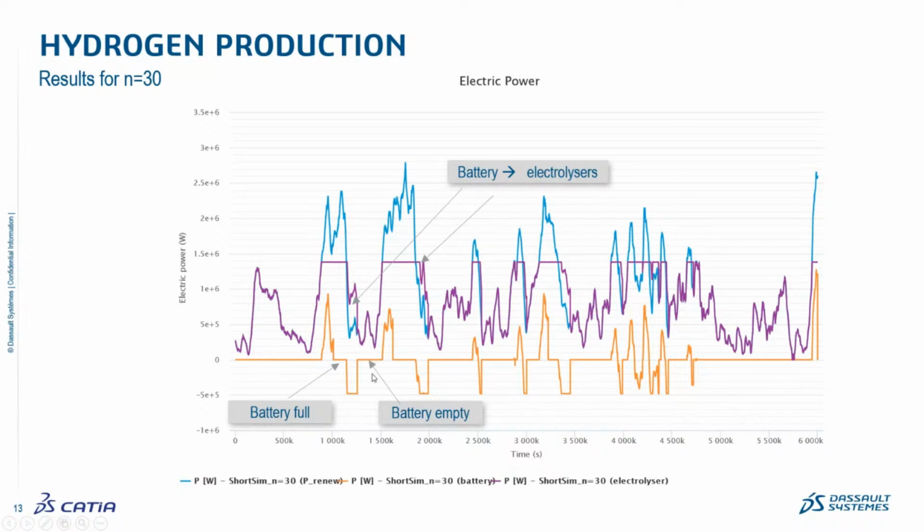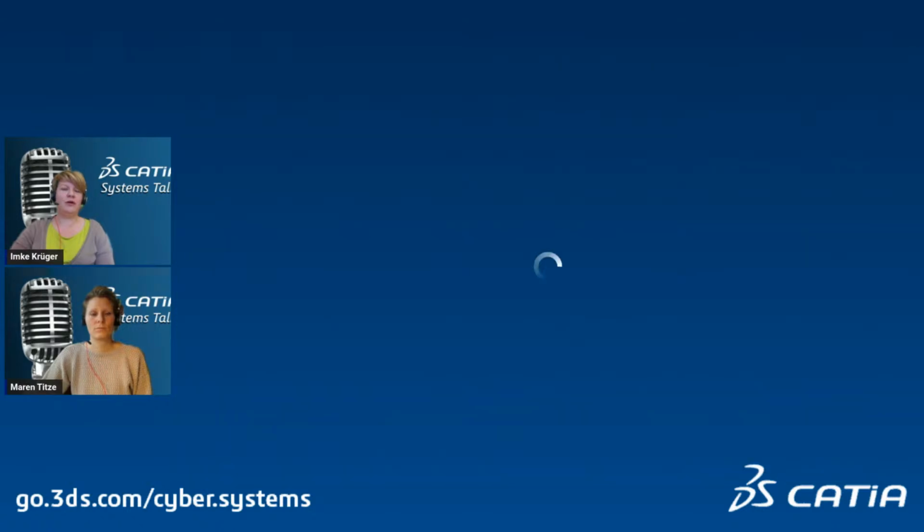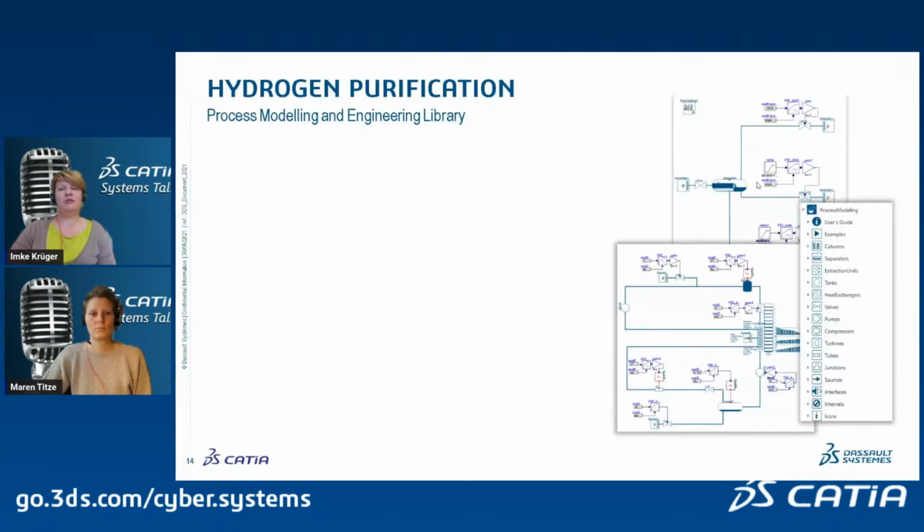So what could also be another interesting part to study would be the capacity of the battery. That's of course also variable, but that's another topic. And after we have now taken a short look at the hydrogen production, I would now hand over to Maren, because she's showing what you have to do now with the hydrogen, because you cannot use it as it is coming from the electrolyzer. And yeah, now Maren, the floor is yours.